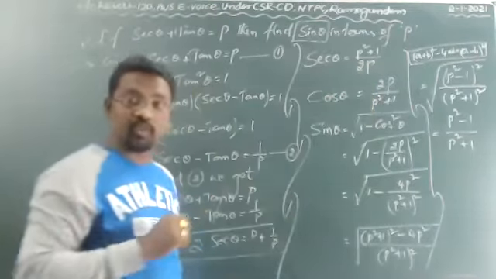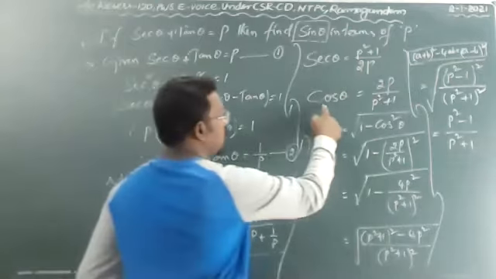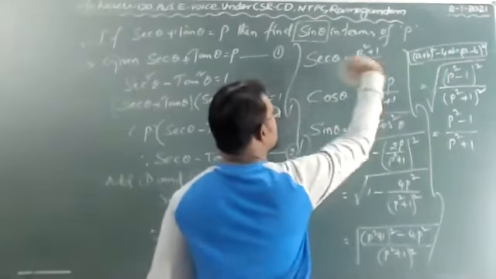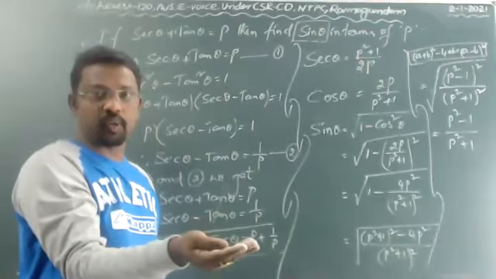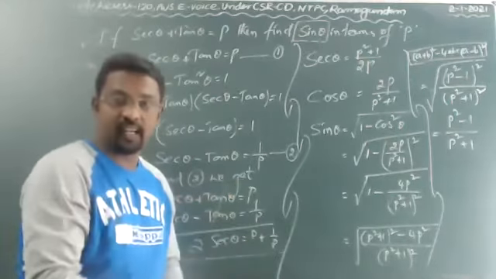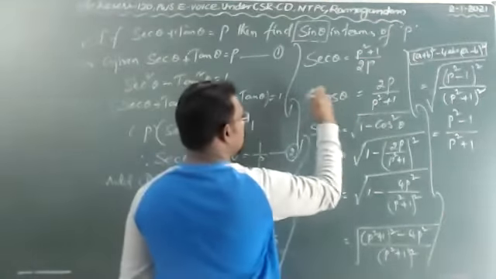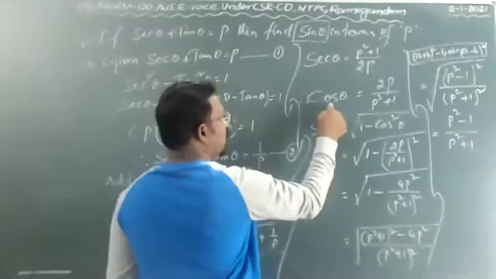But what is the reciprocal of secant theta? Cos theta. You got it, cos theta is equal to the reciprocal, you have to reverse it. P square plus 1 by 2p, you will get 2p by p square plus 1. Reverse you will get. So therefore, you got cos theta.